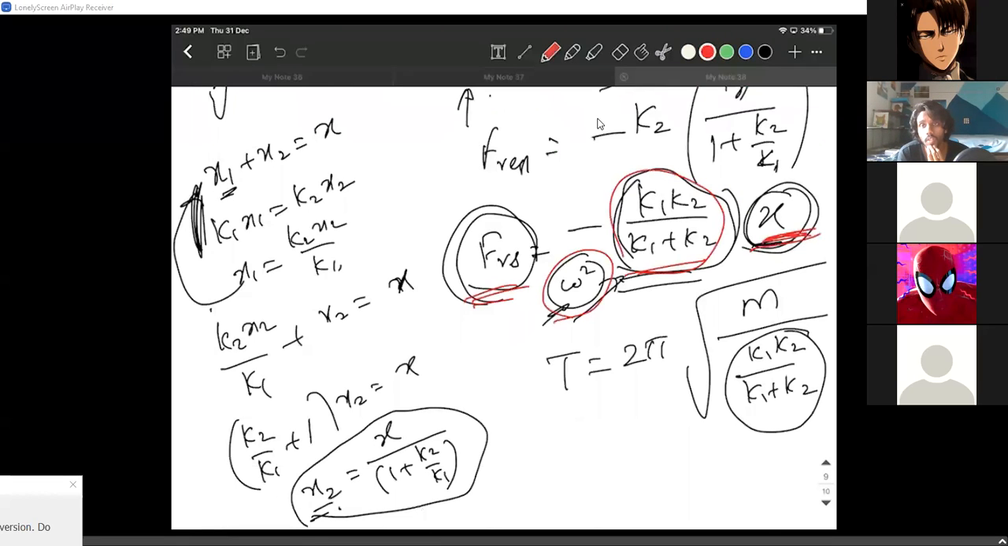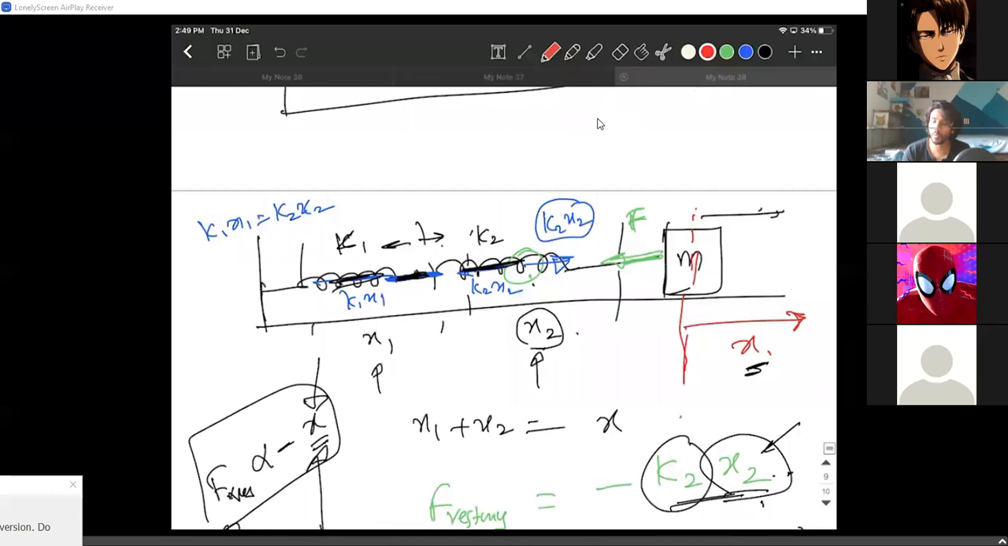One doubt in this, sir. The force acting is still by one spring only, right? Yeah, but you shouldn't write the force in terms of x2. Since the body moved by a distance x, the restoring force should be in terms of x only.